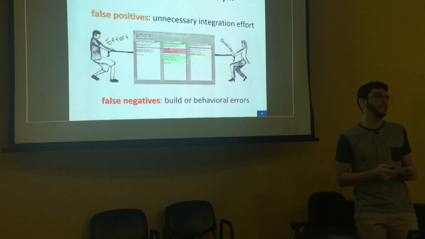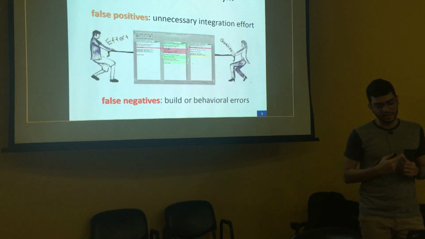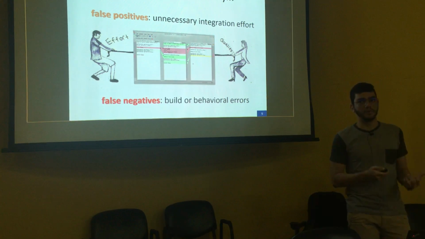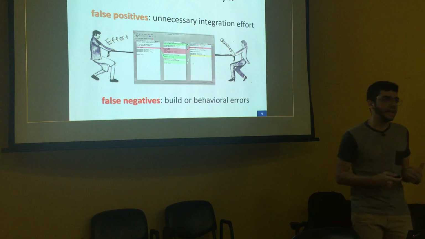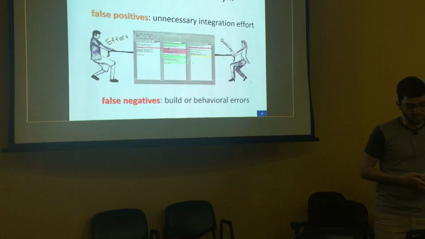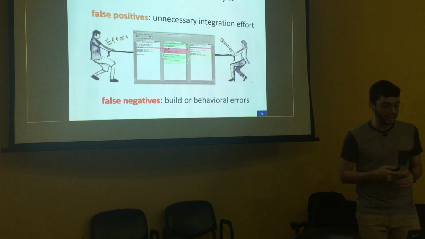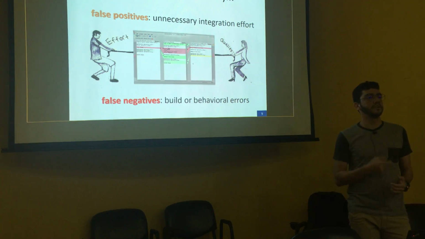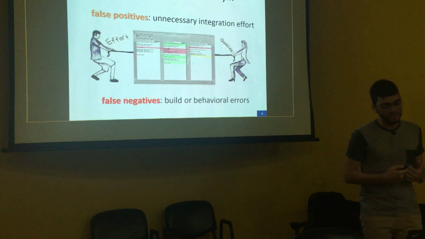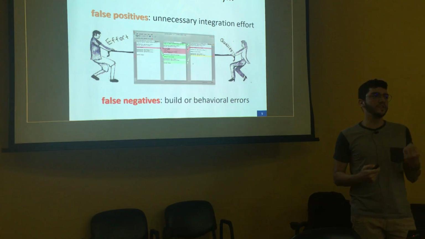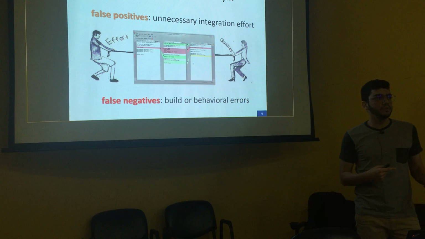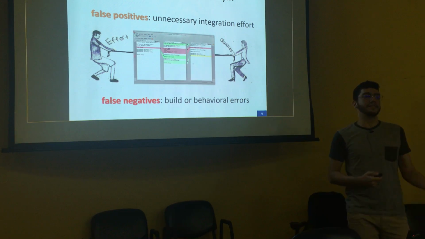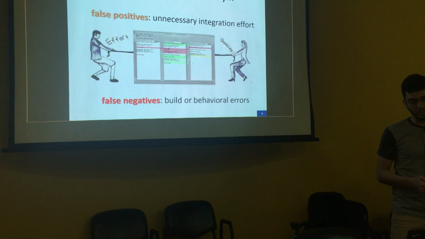The problem is that previous studies do not investigate whether the observed reduction on the number of reported conflicts actually leads to integration effort reduction without having a negative impact on the correctness of the merge process. The problem is that these strategies have false positives and false negatives. False positives represent unnecessary integration effort, which decreases productivity because developers have to resolve conflicts that are not actual problems, and false negatives lead to build or behavioral errors, having a negative impact on correctness and software quality.